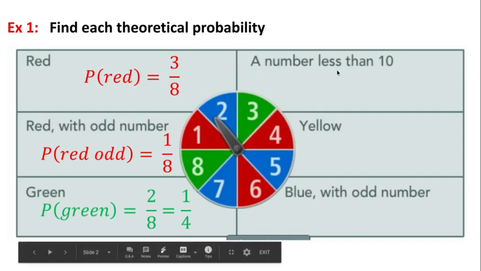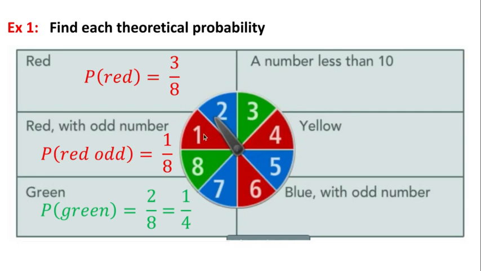The probability of getting a number less than 10, well, how many of these sections are numbers less than 10? Oh, all of them. So that's 8 out of 8, but I should really simplify that. I should just say 1 whole. And again, notice I used abbreviations. Instead of writing probability number less than 10, I wrote P parentheses and less than 10. I'm trying to shorten it.